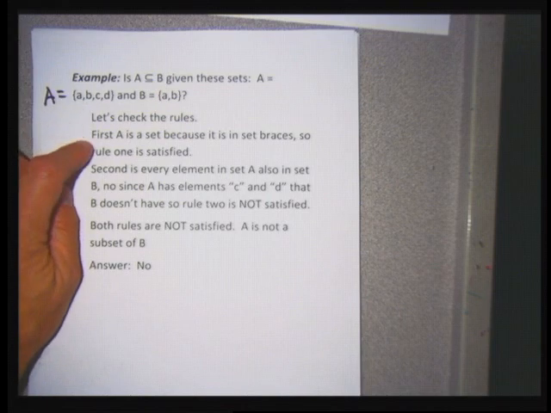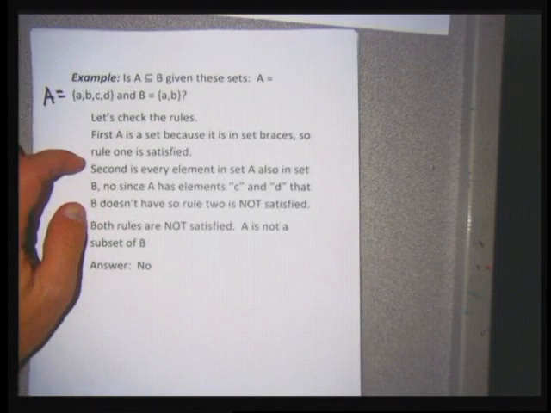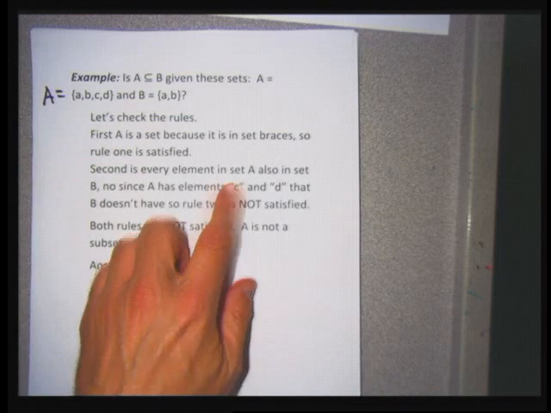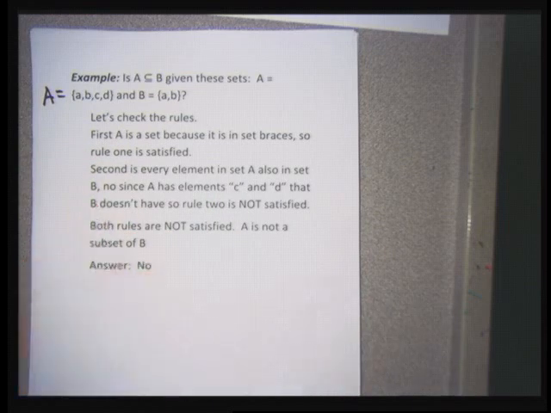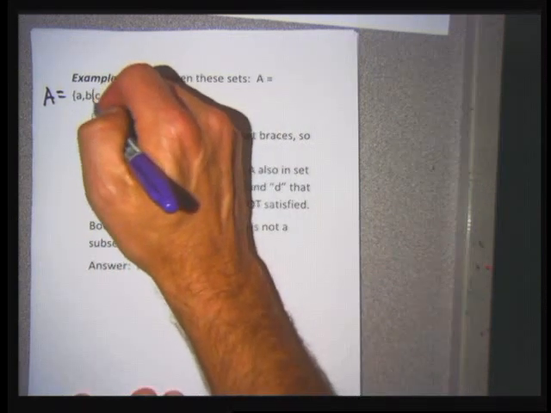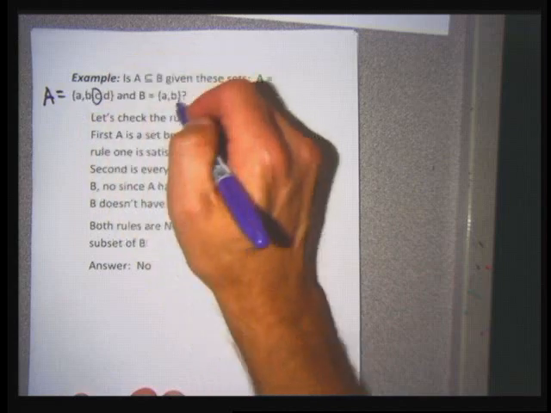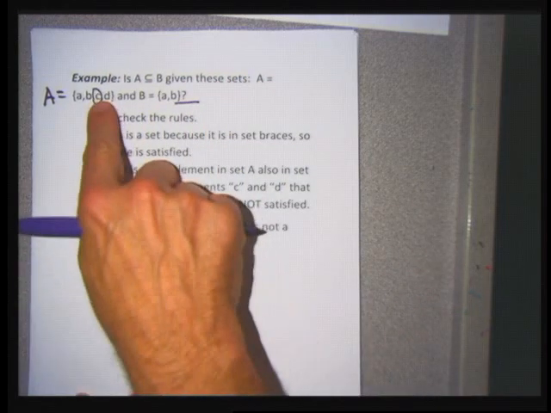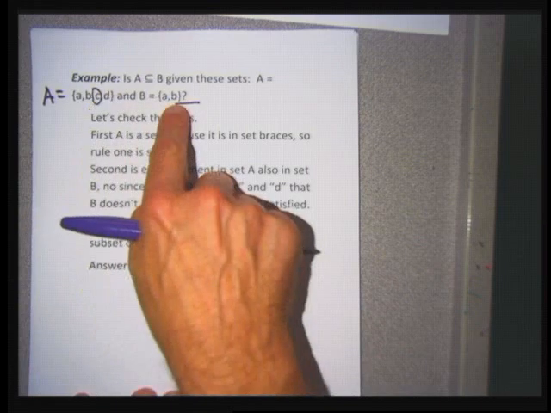So rule one of the two rules is satisfied. The second rule that we need for A to be a subset of B is every element in A also has to be in set B. More basically, A has to be contained in B. And if I look at A, element C is in A, but element C is not in B. So there's an element that's in set A that's not in set B.